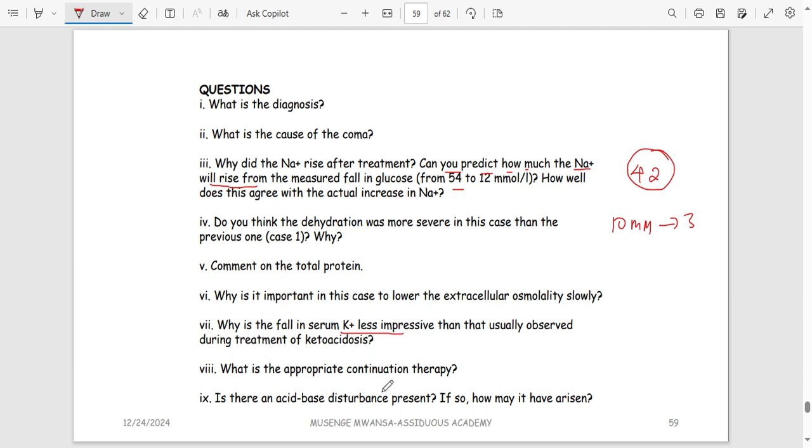What is the appropriate continuation therapy after you get to treat here? What you want to give is half normal saline or 5% glucose to lower the sodium and then to be able to refill the ECF. So we want to give this normal saline.